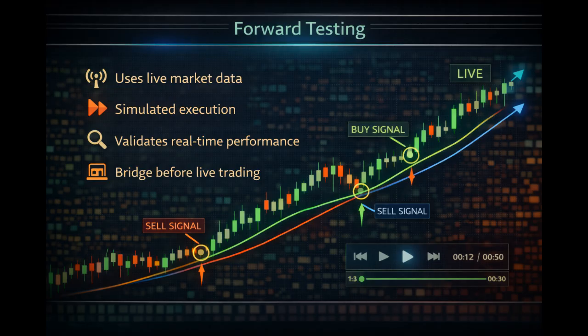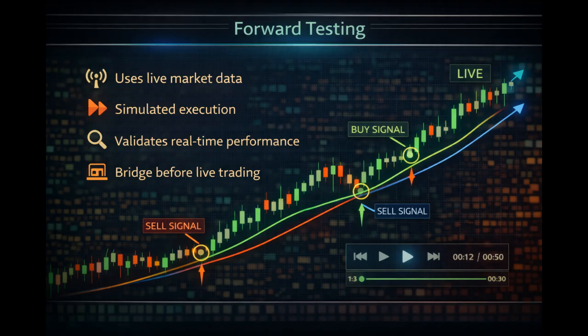Key metrics observed during forward testing. During forward testing, traders monitor several performance metrics to evaluate strategy behavior. Win rate. Win rate measures the percentage of profitable trades generated by the strategy. For example, if 30 out of 50 trades are profitable, the win rate is 60%.